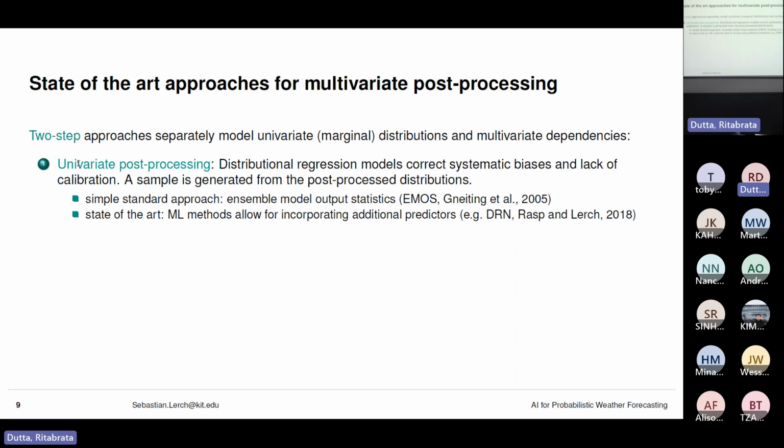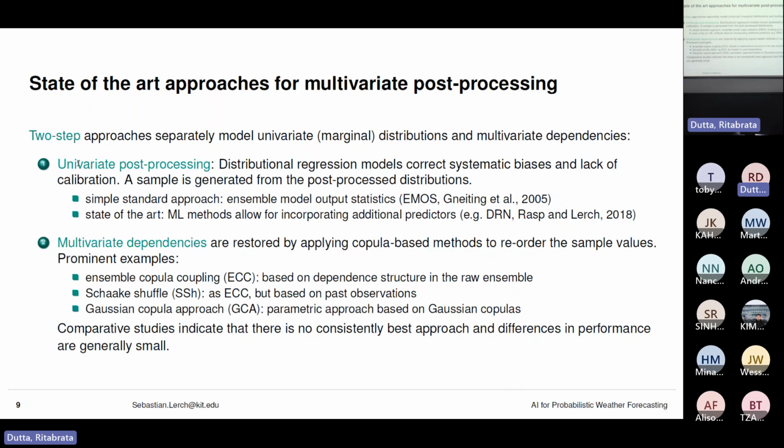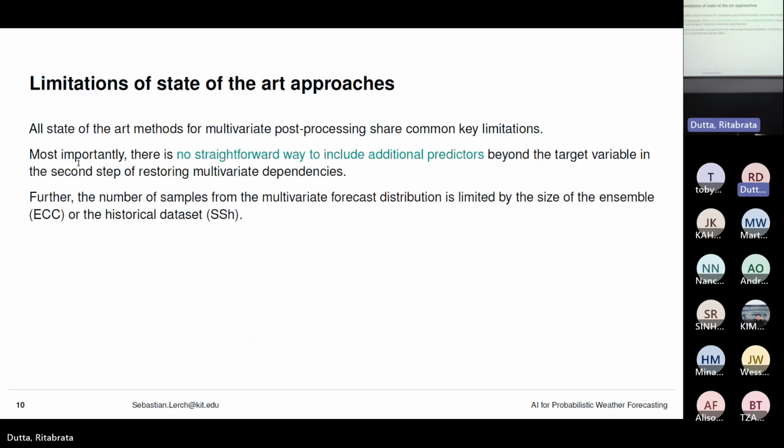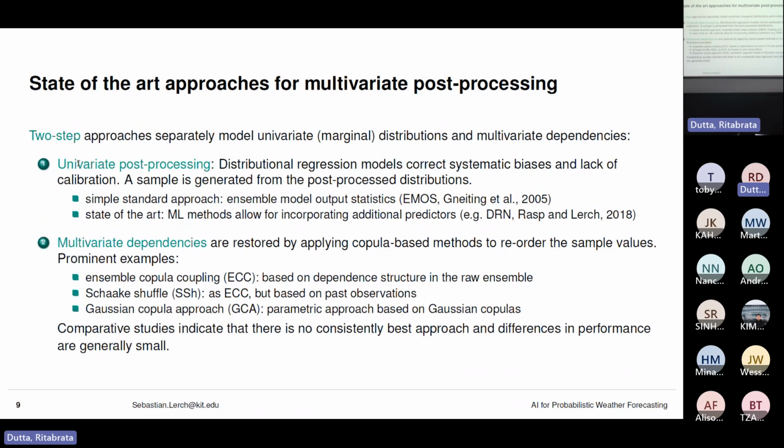But we've lost all information about dependencies if we do this. So in the second step, we then have to restore these multivariate dependencies using copula-based methods. So in principle, what one is doing is then one just reorders the sample values produced in the first step according to some dependence template by imposing the dependence structure from, for example, the raw ensemble forecasts, or from past observations, or using some sort of parametric model that involves past observations.